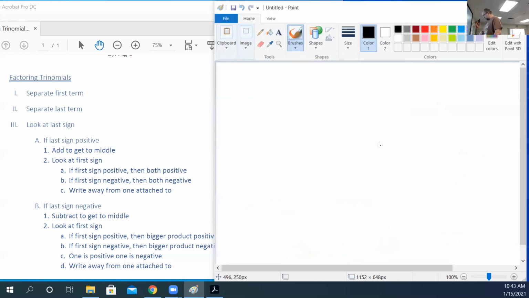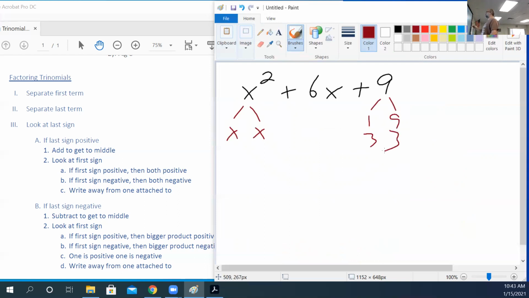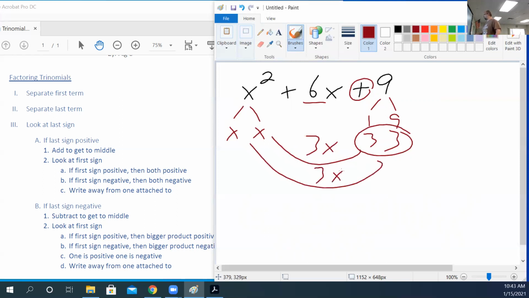Let's see, I got one more, I think. x squared plus 6x plus 9. Starts with 3 terms, so we're good to start. x and x for the first step. Second step, start with the last term, 1 and 9, 3 and 3. You see the last sign is positive on step 3 there. So that means we're going to be adding to get the middle. Middle number is 6. Only 3 plus 3 will give us that. 3x and 3x. All right, so put them together.